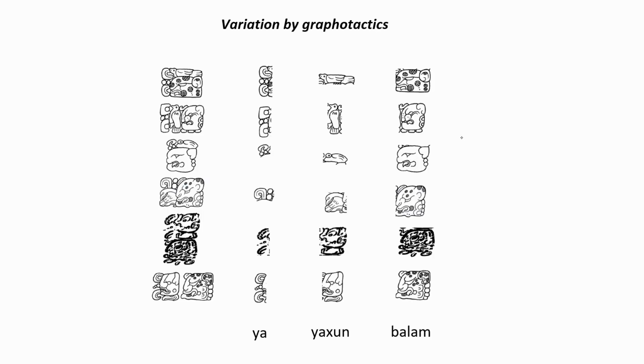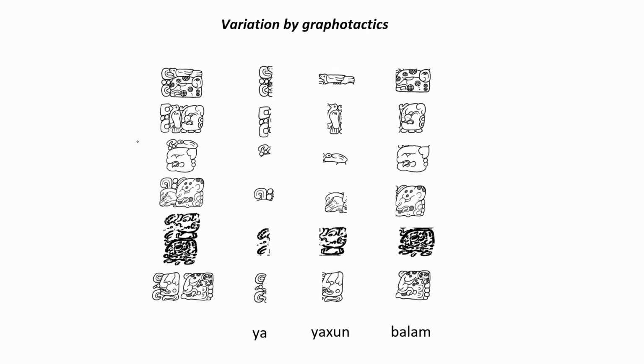So another example, these are the different variations. They introduced variation by graphotactic play. So you see what's happening here. The ya is here, then the bird can be shifted to that position. The ya can be on the top. But the reading order is always the same, from left to right, or top to bottom.